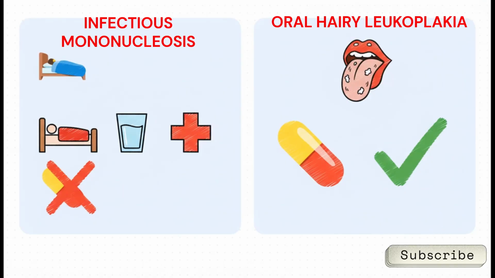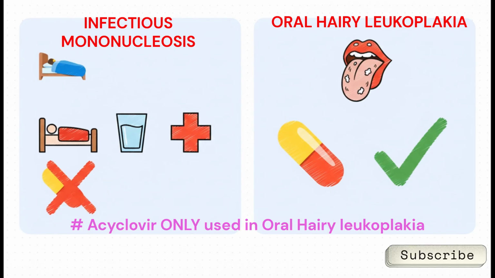When it comes to treatment, you have to know this one crucial distinction. For regular infectious mono, the treatment is, well, there isn't one. It's just supportive care: rest, fluids, painkillers. That's it. And here's the exam trap. Acyclovir does not work for mono. Say it with me. Acyclovir does not work for mono, but it is useful for oral hairy leukoplakia, which is also caused by EBV. See how tricky that is? They love asking about that, so don't fall for it.